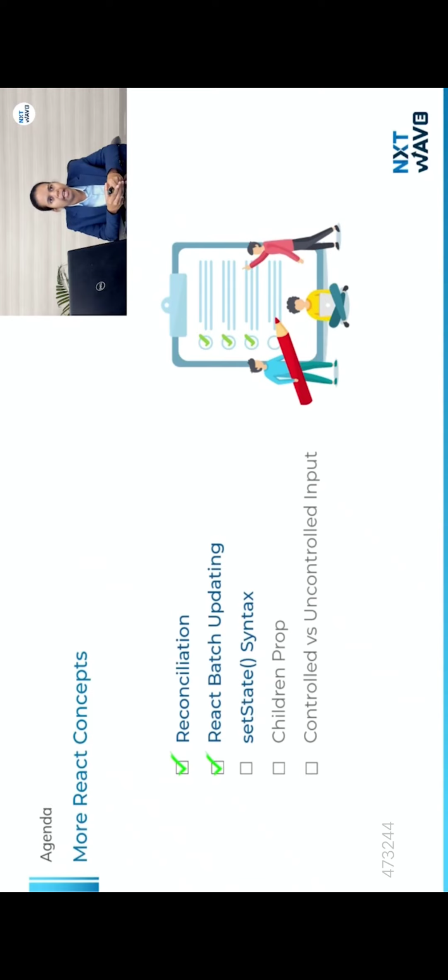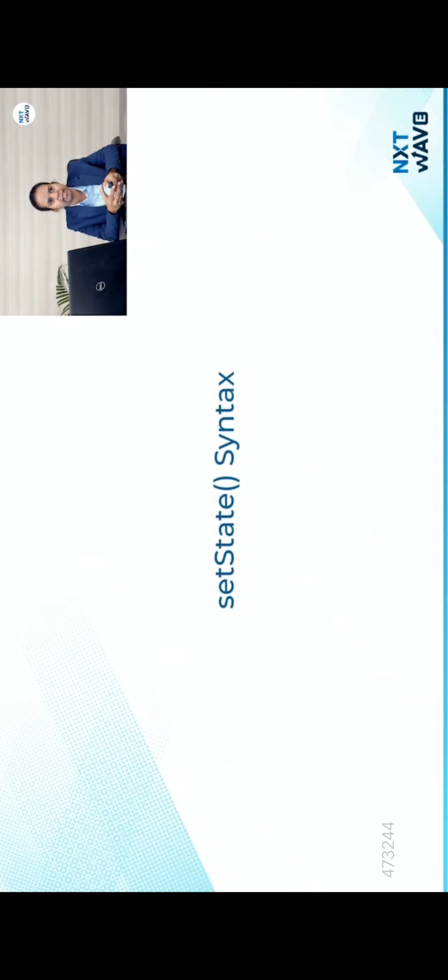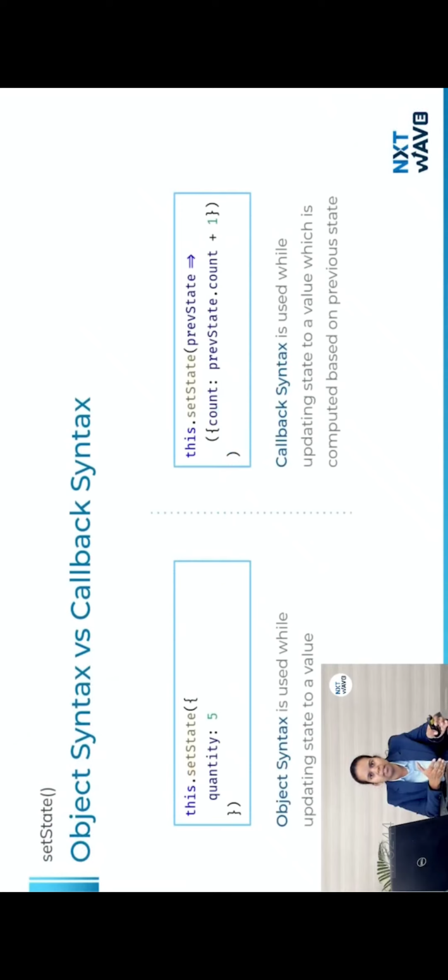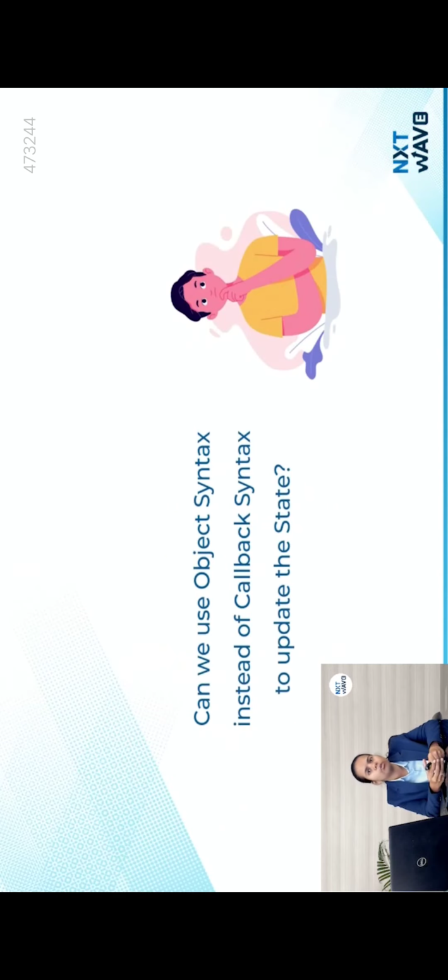Now let's proceed further and understand some details regarding the set state syntax. Previously we understood about the object syntax and callback syntax, right? Generally we'll make use of the object syntax when we directly want to update the state with a value. And in case we want to update the state with a value based on the previous state, then we make use of the callback syntax, right? We are already familiar with this. Now the question is, can we use object syntax instead of callback syntax when we want to update the state based on the previous value? Generally, if it is based on the previous value, we make use of callback syntax. But what will happen if we make use of the object syntax?